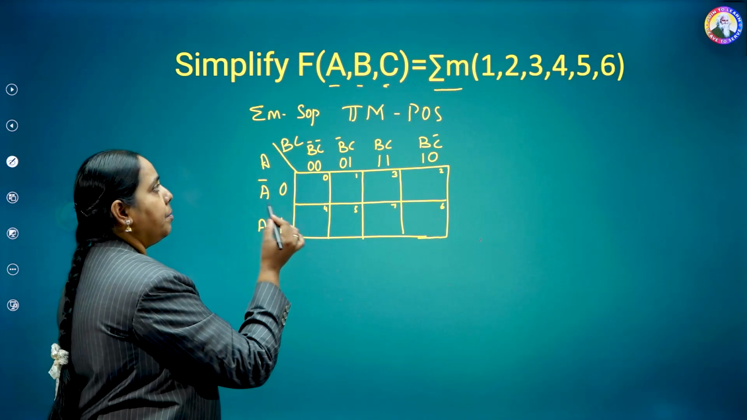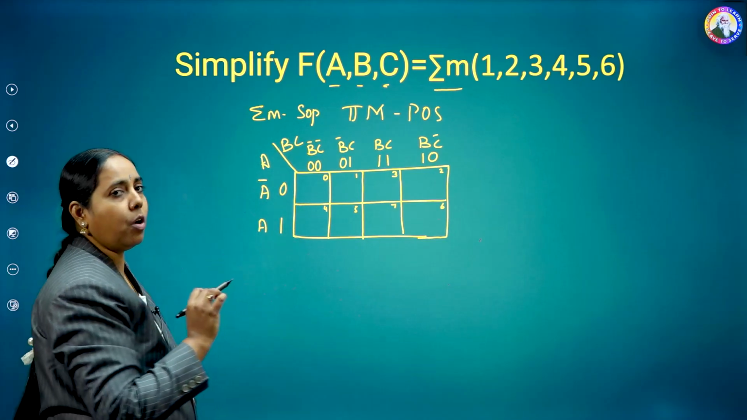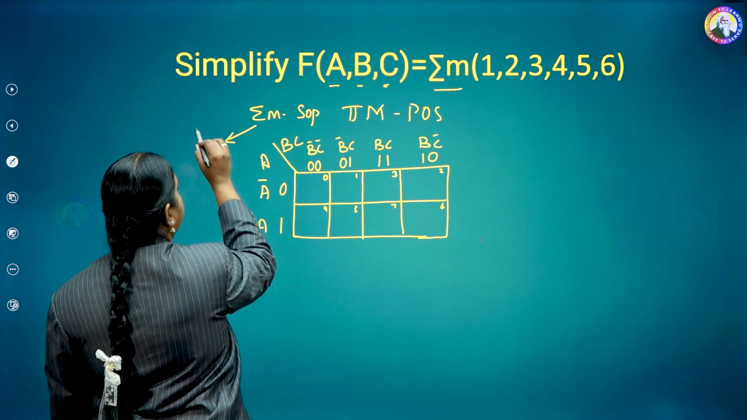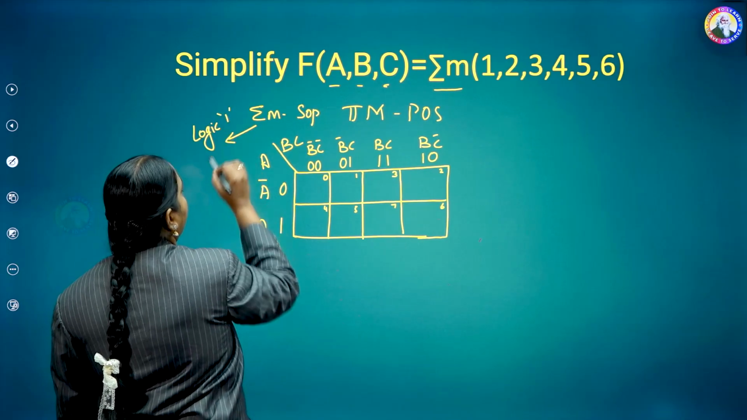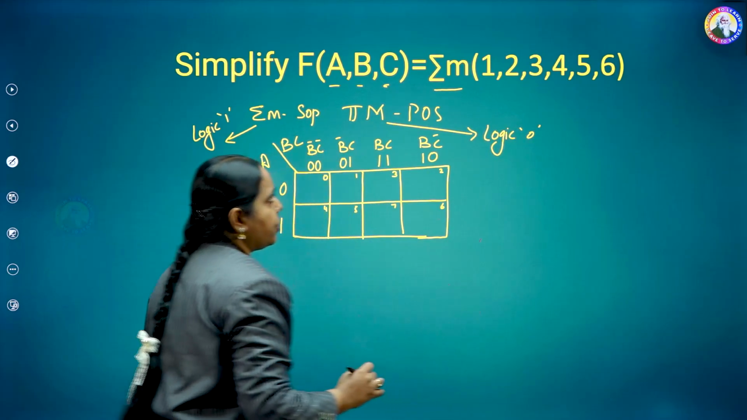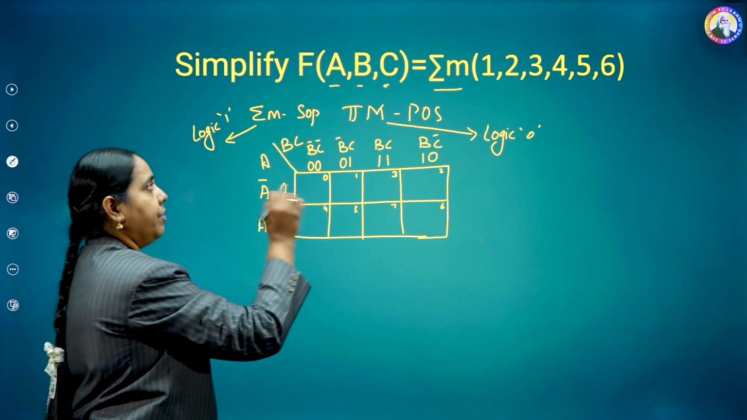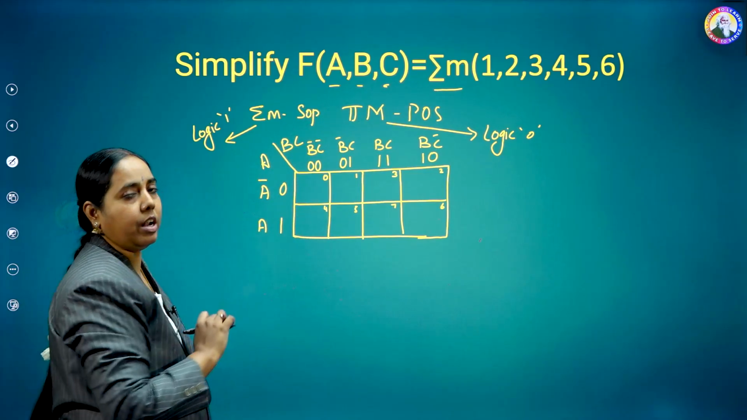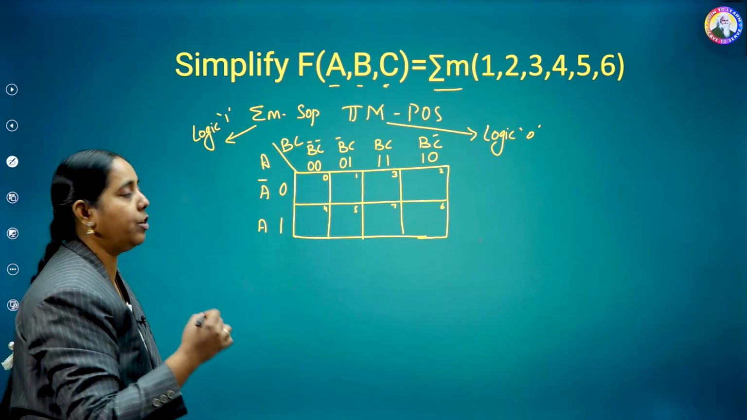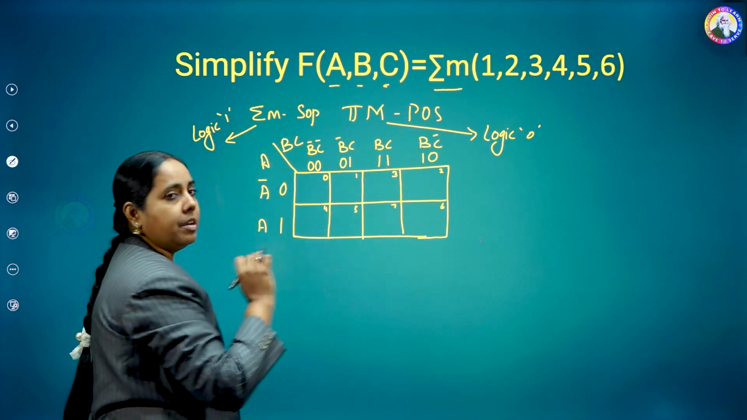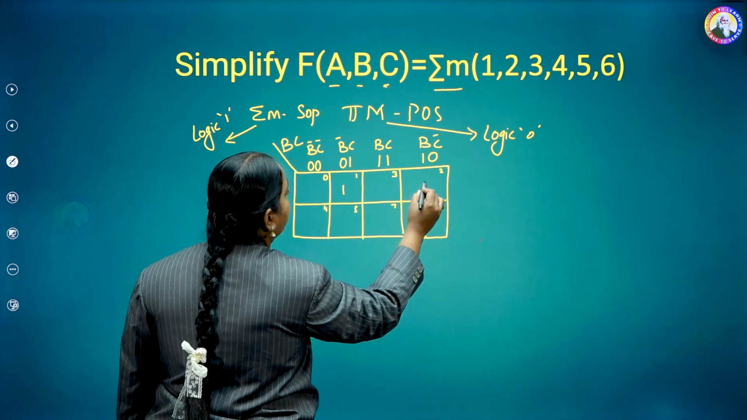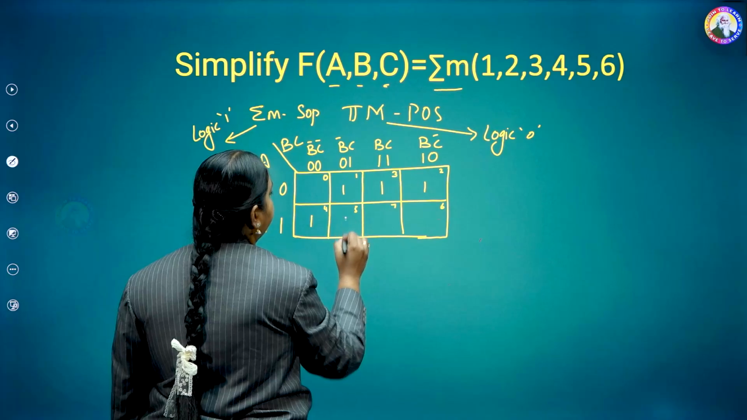Right. So whatever the numbers that are given in the problem, for those you need to keep logic 1s, because sigma m always represents logic 1, whereas pi m always represents logic 0. So in the question, if it is mentioned as sigma m, in the given numbers you should place 1. If it is represented as pi m, in the place of given numbers you should place 0. So here it is given as sigma, that's why I will keep 1 in the place of given numbers. So I am having the numbers 1, 2, 3, 4, 5, 6.